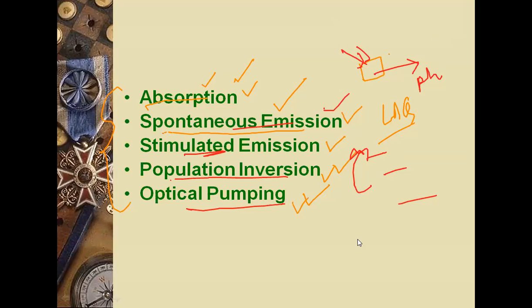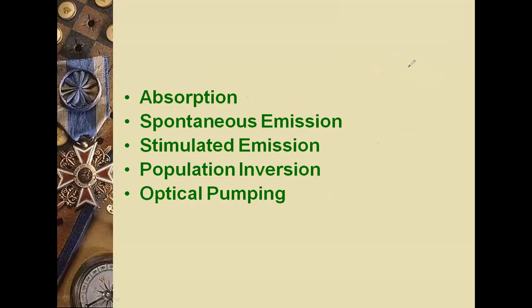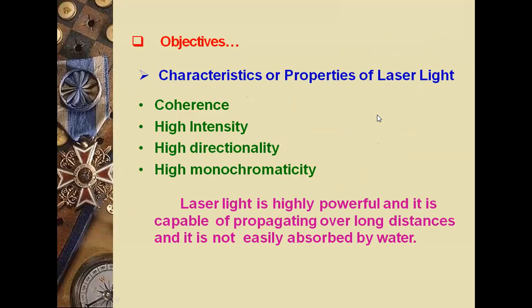Okay, so let me move to the very important topics. Light, basically we need to know. Without light we cannot exist. So you have to understand this. What is light? The objective of this is laser light. What is laser light? What is the importance of laser light as a coherent light? Highly intense, highly directional, highly monochromatic. With these properties only, laser plays a very important role.